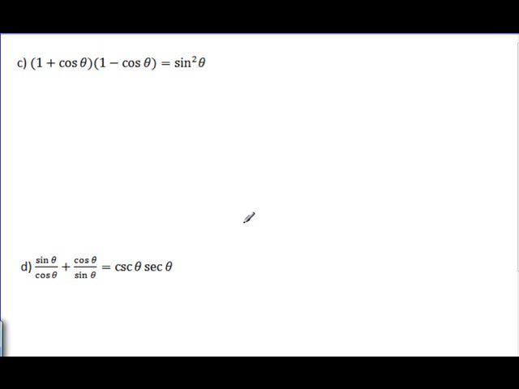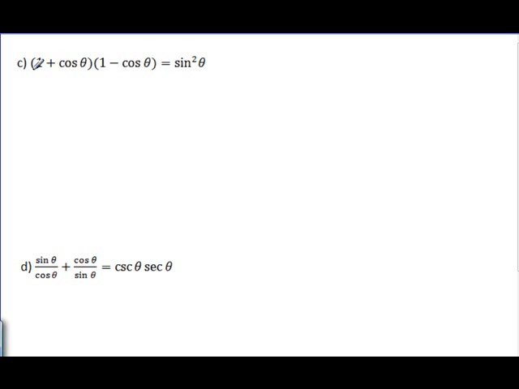Okay. Here's some that look a little bit more involved. We have 1 plus cosine theta times 1 minus cosine theta, and we have to show that's equal to sine squared theta. So if you kind of think about something we know, cosine squared plus sine squared is equal to 1. So maybe we can use that in here somewhere.